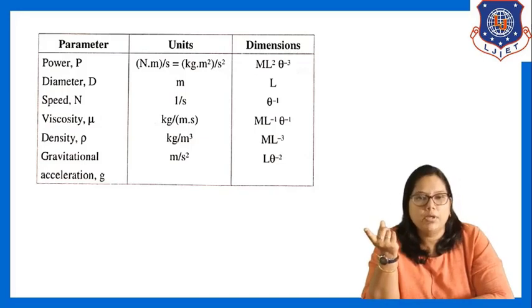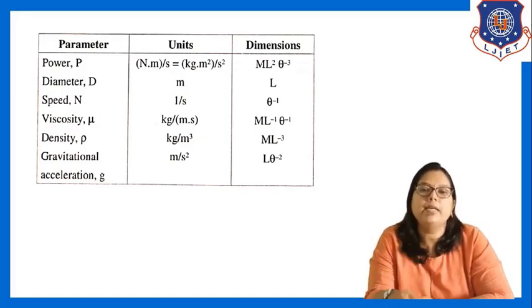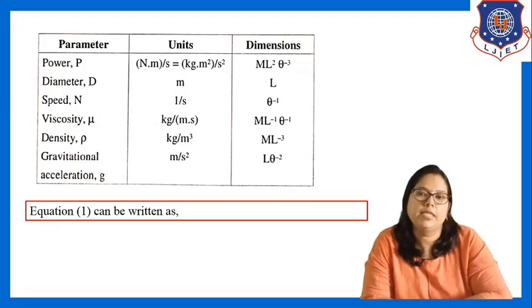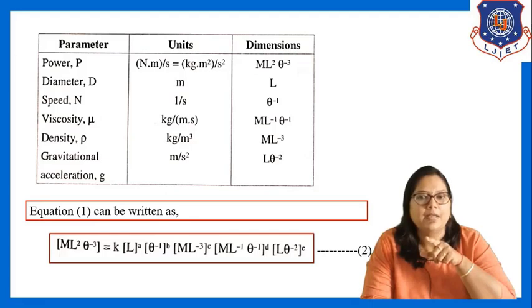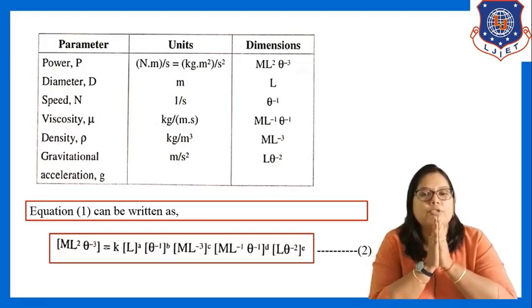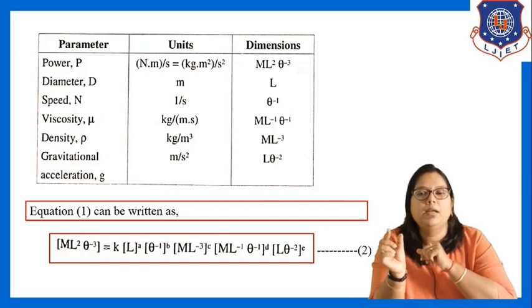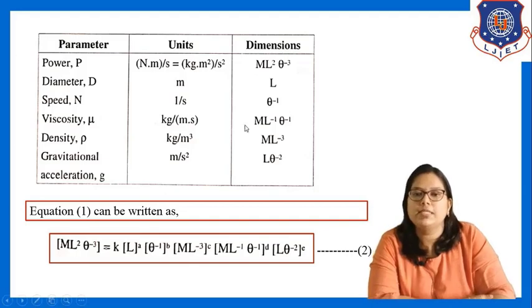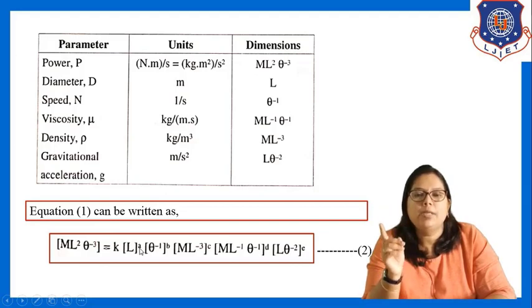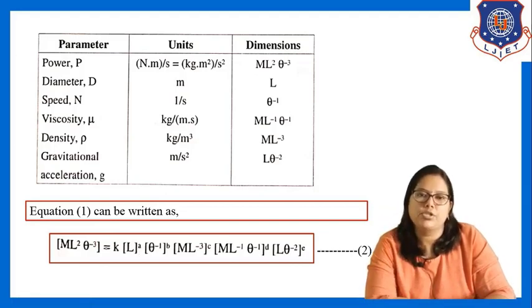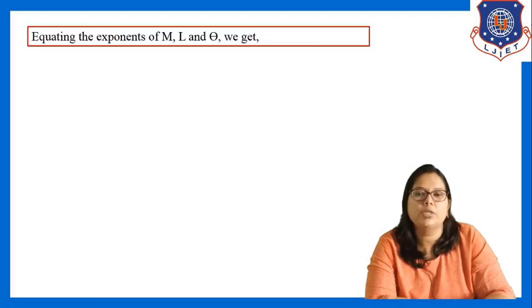So in equation number 1, now in place of variables I am putting dimensions. Equation 1 can be written like this: in place of each variable I am putting its dimension. Here you can see, this is the power dimension, this K as it is, this is the diameter dimension raised to a. I have already given the exponents. So this is my equation number 2.